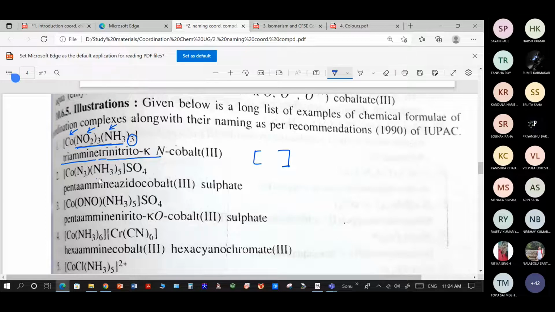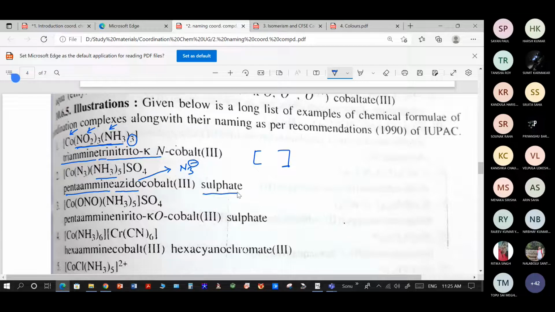Here, let us see. This will be pentaammine, and then azido. Azido means the azide group N3, which is negatively charged. In order to indicate negatively charged donor ligands, instead of the ending E in azide, you have to replace E by O. So azido, and then cobalt(III), and after that the anion name will come.